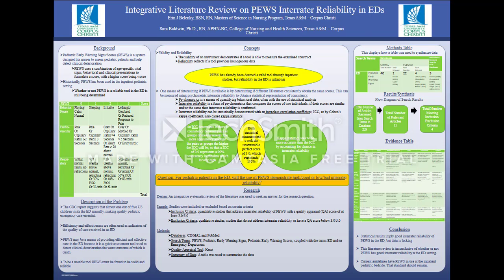And then in those pretty green circles, I talk about the differences a little bit between ICC and Kappa statistics. The most important thing though is in that yellow circle in the middle where it says both statistical measurements seek the unattainable perfect score of 1.0, which represents 100%. And that's just so you know that a 0.9 would be good for either statistical framework. And then, of course, my research question would be, for pediatric patients in the ED, will the use of PEWS demonstrate high, good, or low, bad inter-rater reliability?